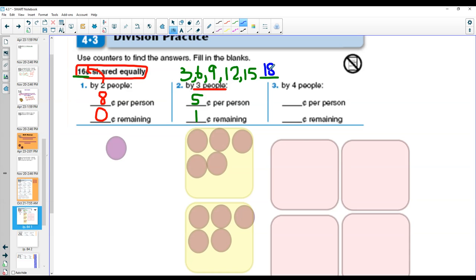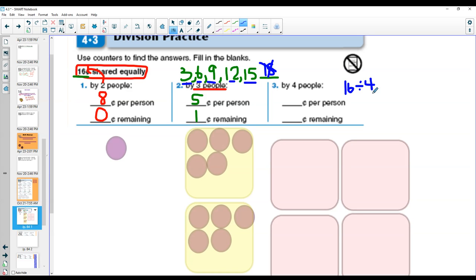Now I went over. So I could only go to here. 1, 2, 3, 4, 5. And I only made it to 15. How many more to get to the 16 that we were sharing? 1 more. Do you see how that works? So instead of dividing all of these out, we could do 16 divided by 4.